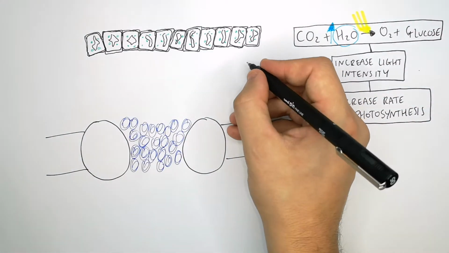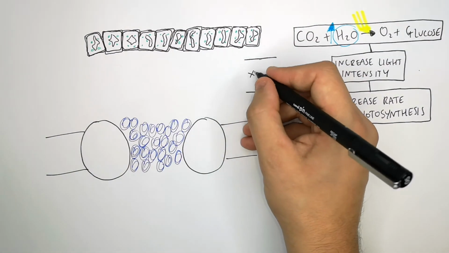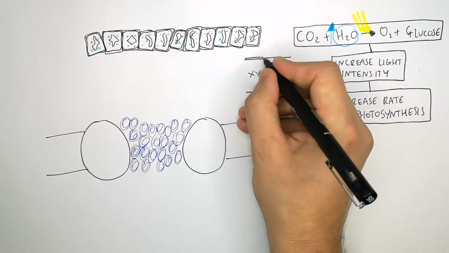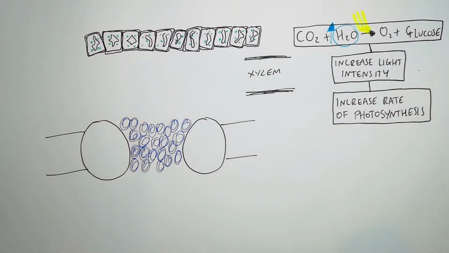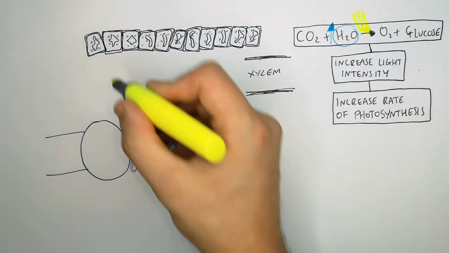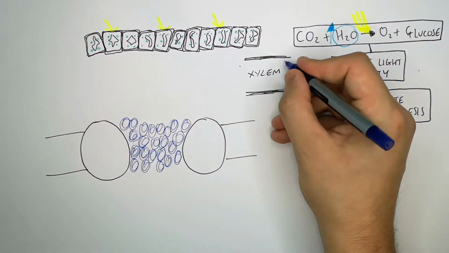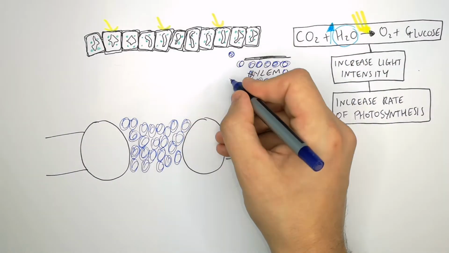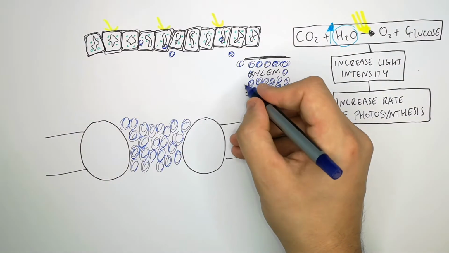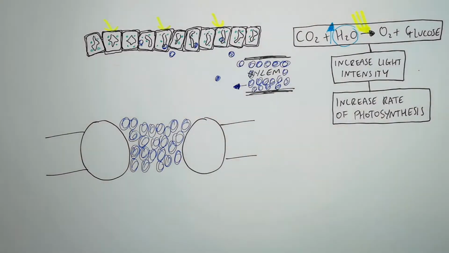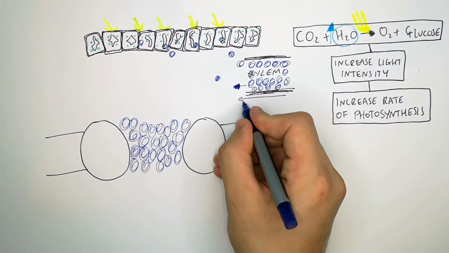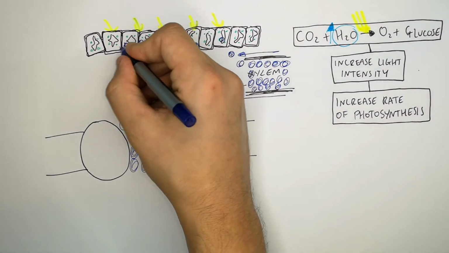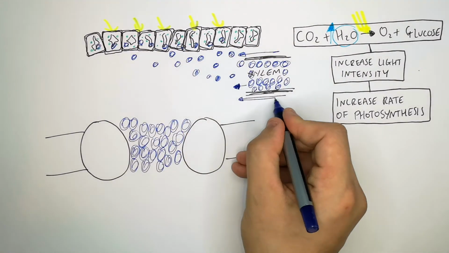This one is about water being supplied by the xylem to the leaf, and that water, when there's more light, is going to diffuse through the plant, and that is going to diffuse to the chloroplasts, whereby more water is being used for photosynthesis. So the more light, the more water is going to transpire through the xylem to the chloroplast.